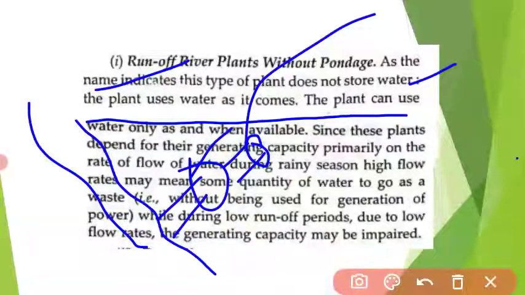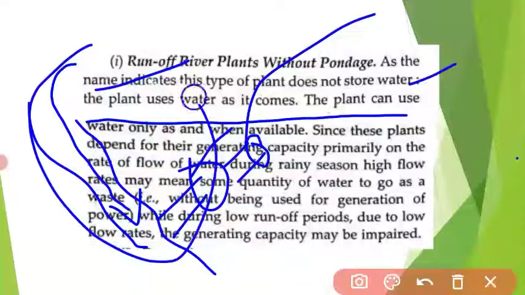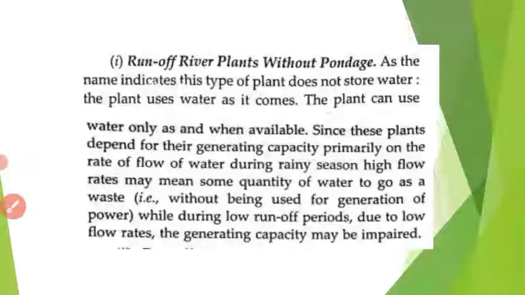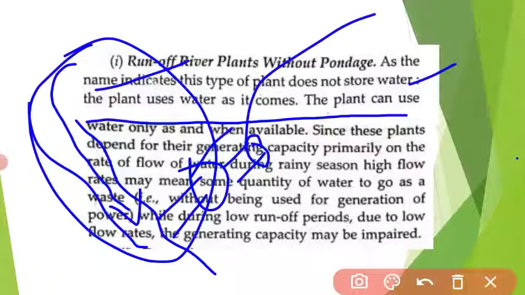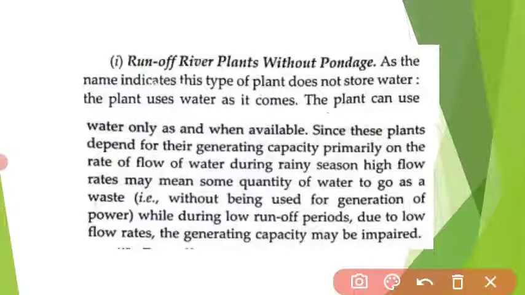As the water flows here, such a type of plant is called without pondage. The plant can use water only as and when available, since these plants depend for their generating capacity primarily on the rate of flow of water. It depends upon the flow of water.